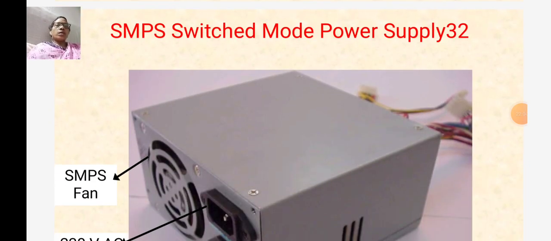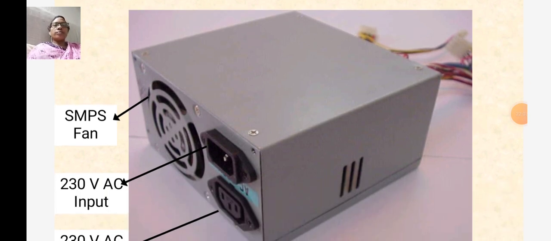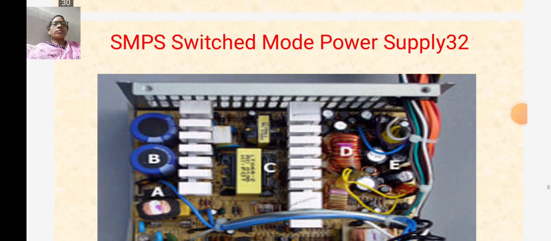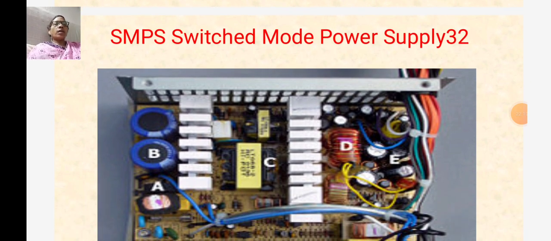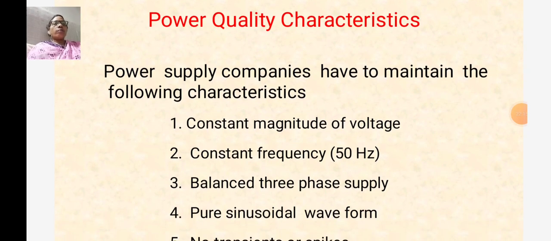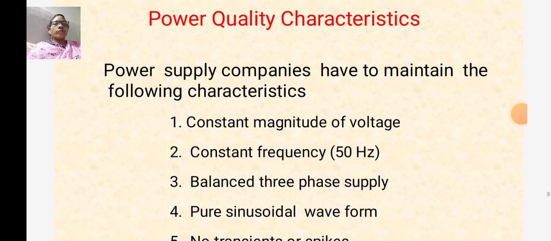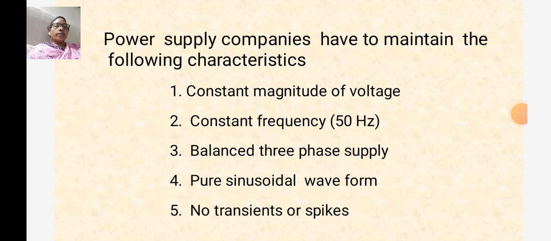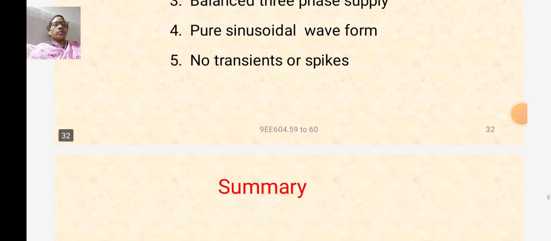So this is the figure for SMPS power supply. This is the internal diagram of the SMPS circuit and power quality characteristics. These are constant magnitude of voltage, constant frequency of 50 Hz, a balanced three-phase supply, a pure sinusoidal waveform, and no transients or spikes.